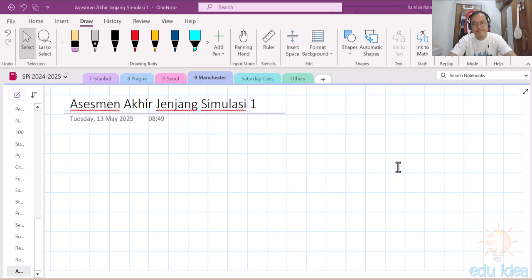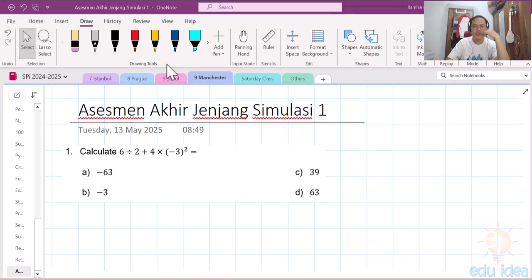Well, guys, so today I'm going to explain all the questions that we had in the academic assessment in the first simulation. Let's start, okay? Okay, so first question, calculate 6 divided by 2 plus 4 times (-3) being squared.